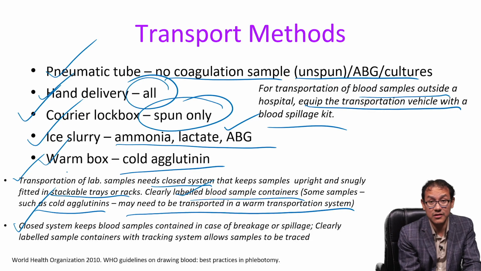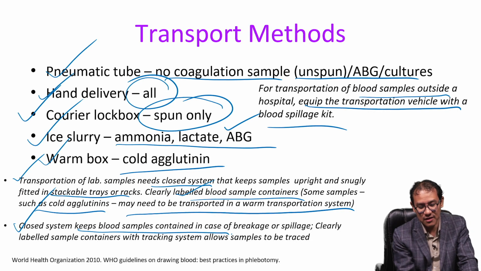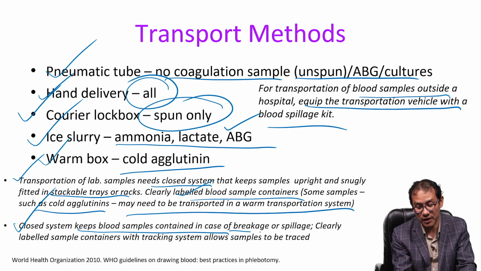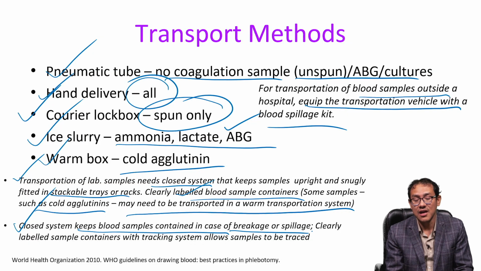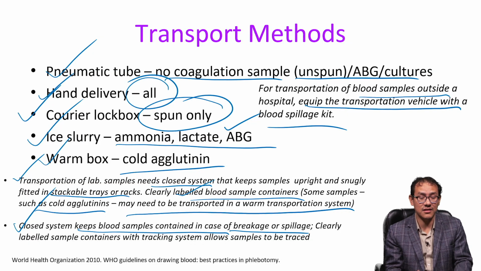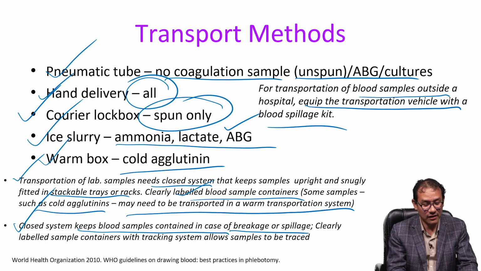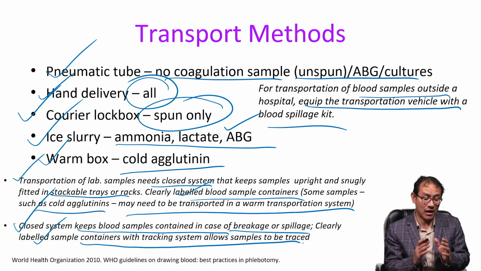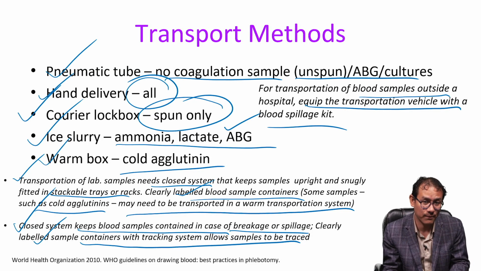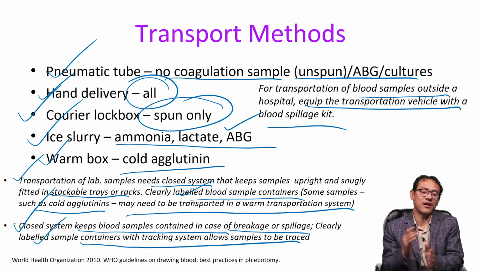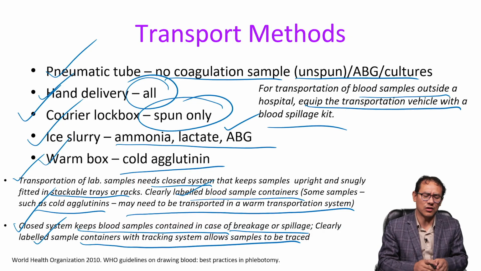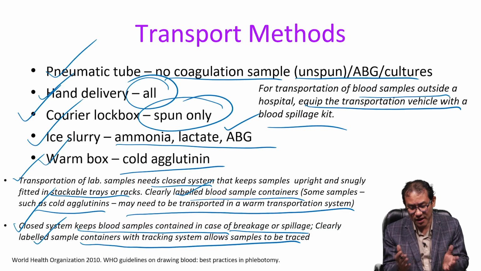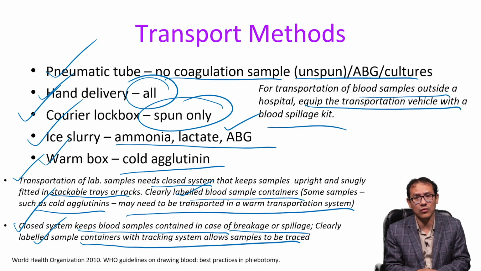The closed system is important. Why? Because it keeps the blood sample contained in case of breakage or spillage. If there is any kind of breakage or spillage, then that sample is contained. And a clearly labeled blood sample container with a tracking system allows the sample to be traced later on, so exactly where your sample is and whose sample it is. So labeling is very important, and a properly labeled sample can be traced also. So you have to understand this.